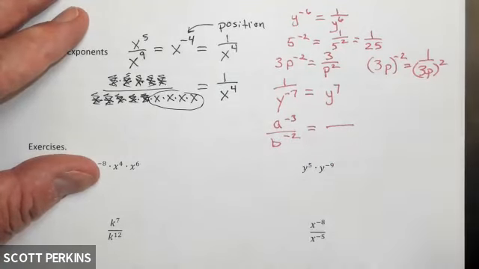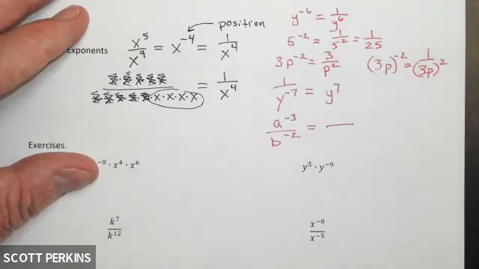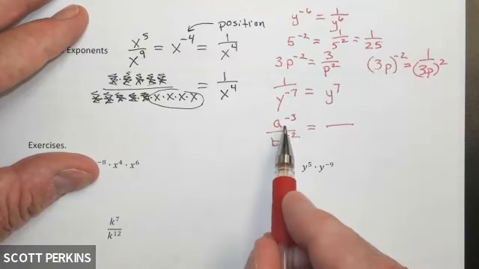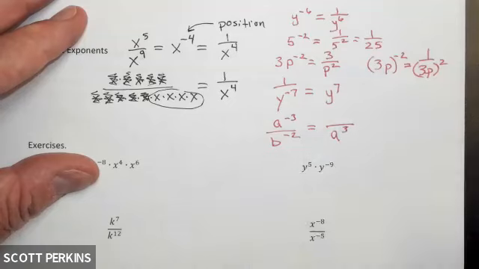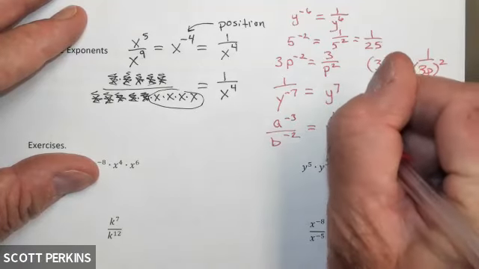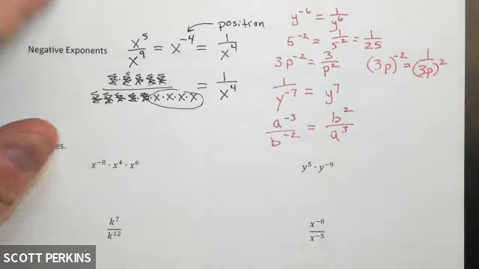And that was the purpose of this follow-up problem, the last one. Both the numerator and the denominator have a negative exponent. So where's the a to the -3rd going to go? Down. So it's going to become a to the +3 downstairs. And where's the b to the -2 going to go? Up. And it's going to be b to the +2. Excellent.